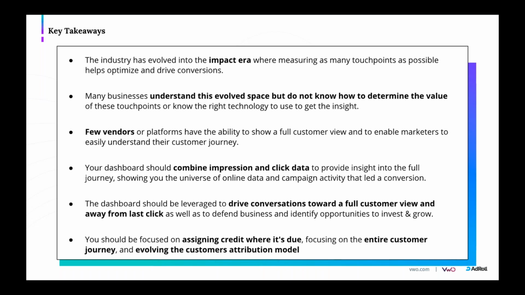So this is just going back into the transparency of the data here, really making sure that the dashboard is showing you everything that you need in order to effectively optimize your campaigns. And then you should also be focused on assigning credit where it's due, focusing on that entire customer journey and evolving the attribution model that you have for your business as technology and digital marketing continues to change.